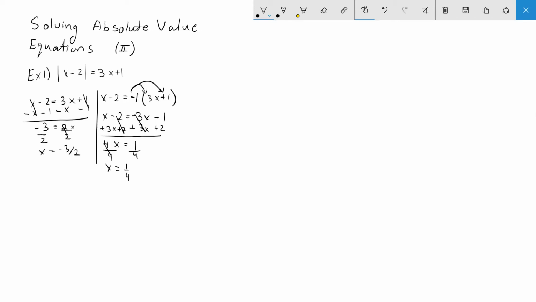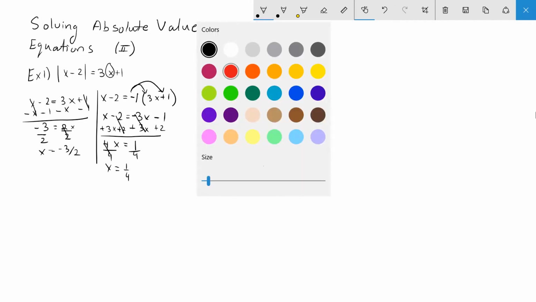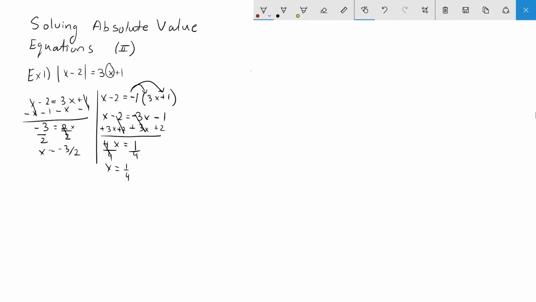Alright, we're not done, because whenever you have an absolute value equation with a variable on the outside, like this one, see how there's an x out here? Whenever you have a case like that, you have to actually check your answers. So let's check x equals negative 3 over 2. Whenever we check our answers, we have to check in the original equation, which is the absolute value of x minus 2 is equal to 3x plus 1. So let's plug in negative 3 over 2 and see if that works.